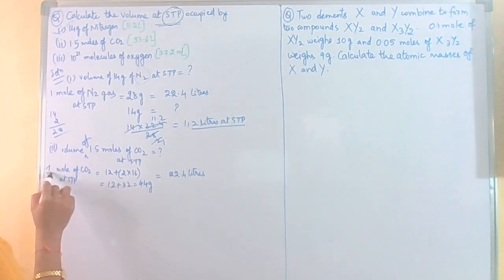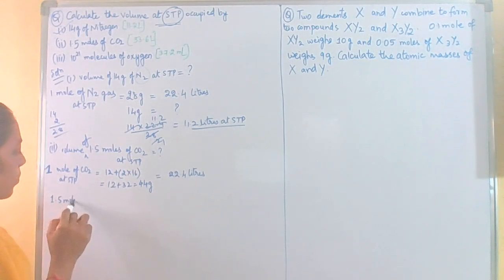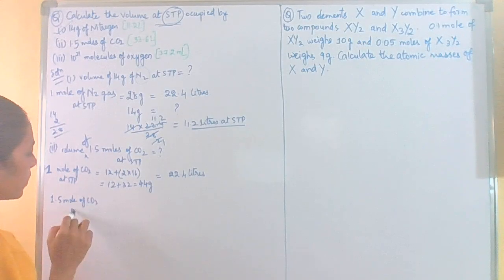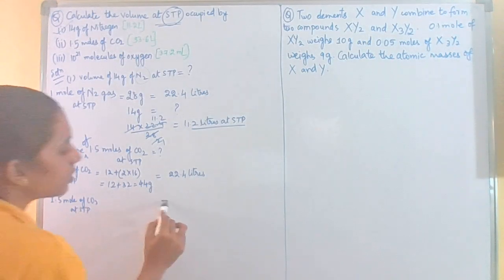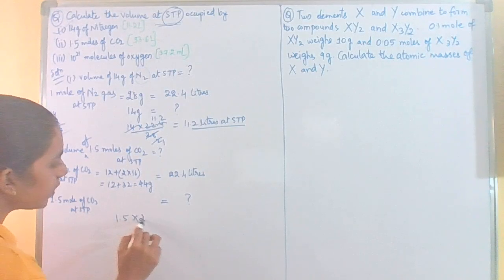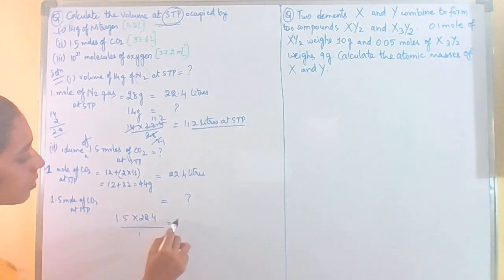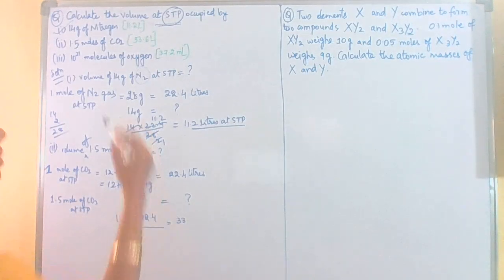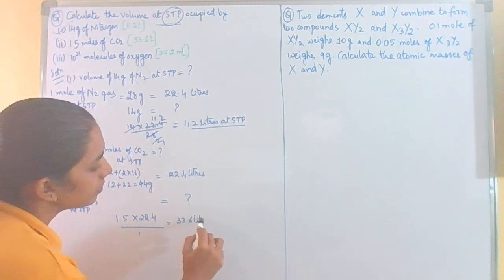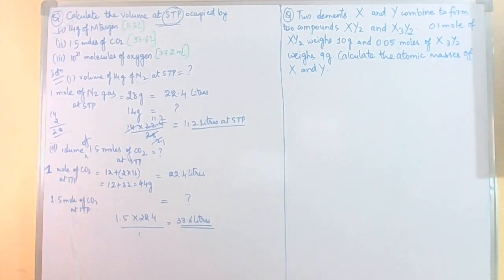Now you have to find out for 1.5 moles. They have given this for 1 mole. You have to find it for 1.5 moles of CO2 at STP, equal to how many liters? 1.5 into 22.4 by 1, which is equal to 33.6 liters of volume occupied by 1.5 moles of carbon dioxide. Now we'll see the third one.